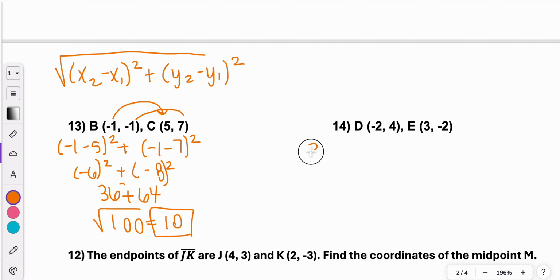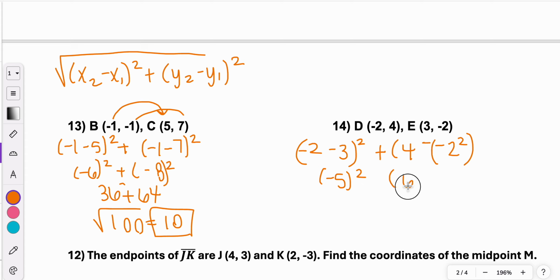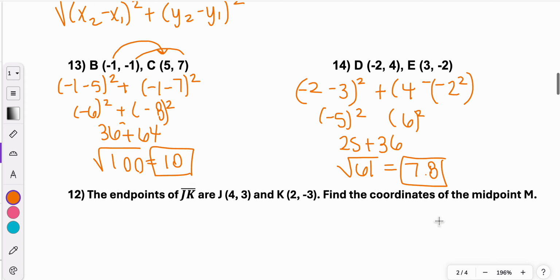14 I did the same way, -2 minus 3 squared plus 4 minus -2 squared, so just being careful with those double negatives. This will be -5 squared, and then 4 minus -2, which give me 6 squared. So 25 plus 36 is going to give me 61, and then finding the square root of 61, we can just simplify that as a decimal to the nearest tenth of 7.8.